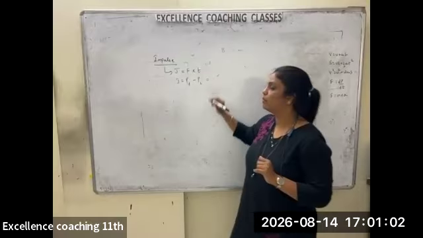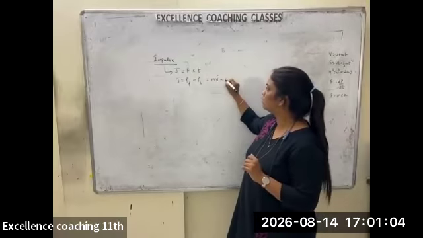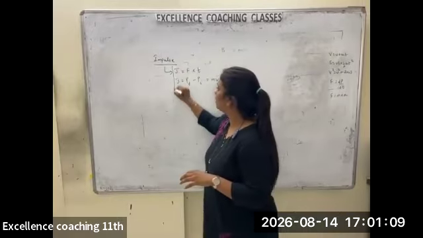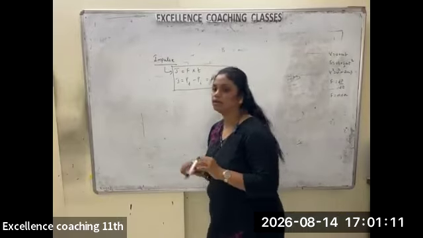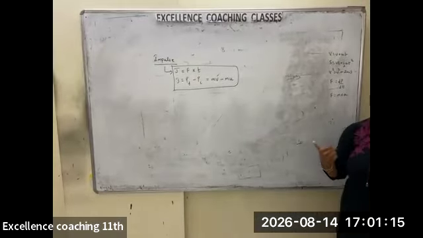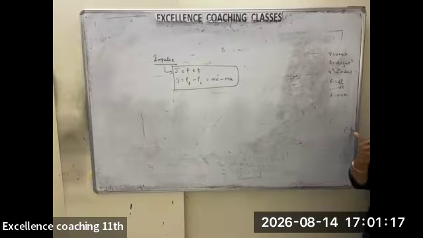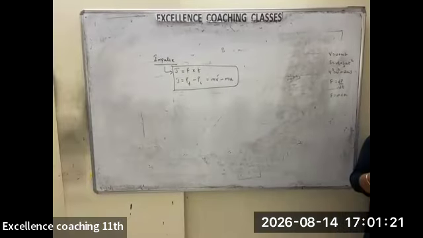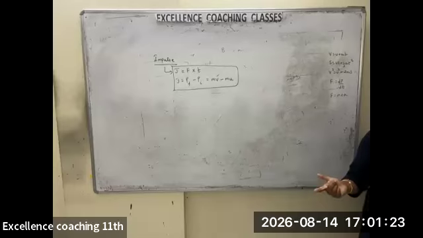What is your final momentum? Mass into velocity minus mass into initial velocity. Clear? So these are the formulas for impulse. The first one is F into T, and you get numericals on this. The second formula is final momentum minus initial momentum, that is MV minus MU.